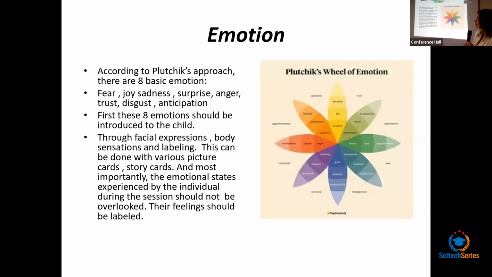According to Plutchik's approach, there are 8 basic emotions: fear, joy, sadness, surprise, anger, trust, disgust, and anticipation. First, these 8 emotions should be introduced to the child through facial expressions, body sensations, and labeling. This can be done with various picture cards and story cards. And most importantly, the emotional states experienced by the individual during the session shouldn't be overlooked. Their feelings should be labeled.